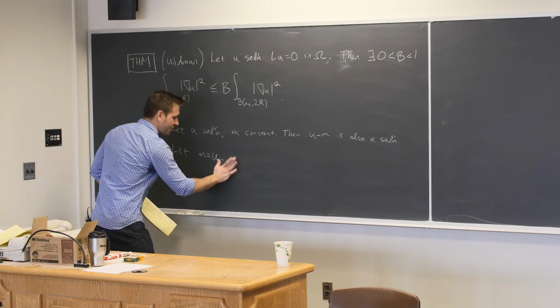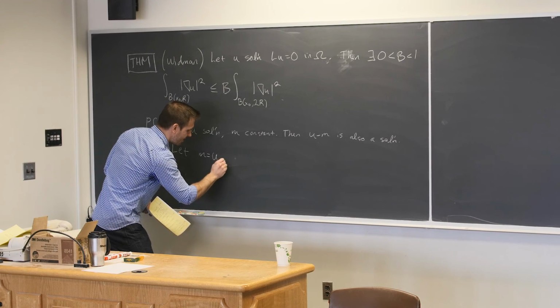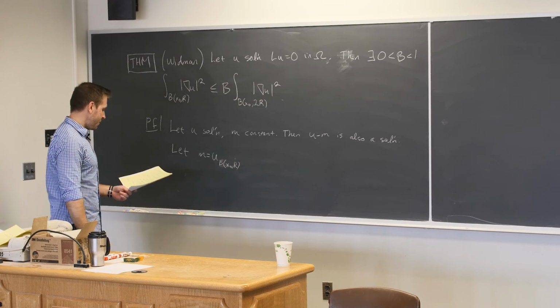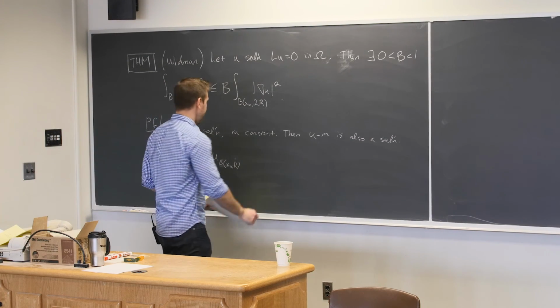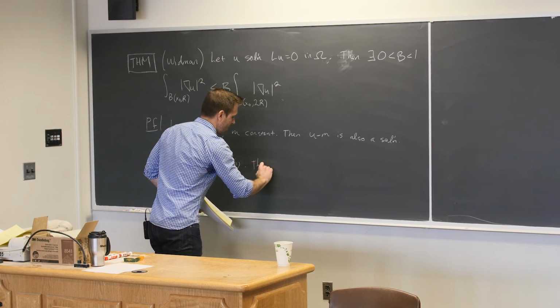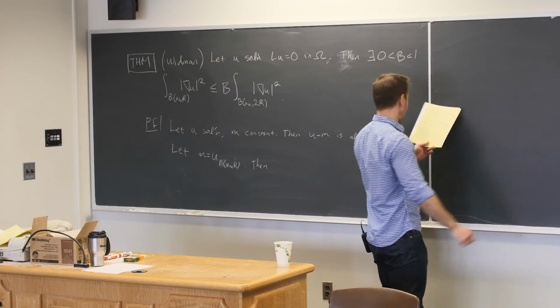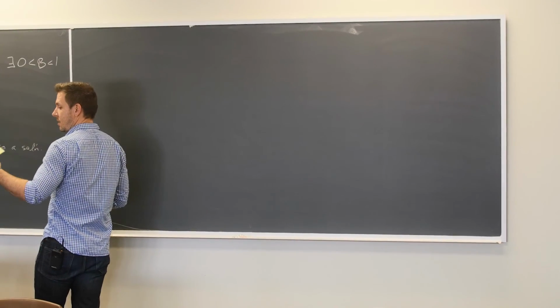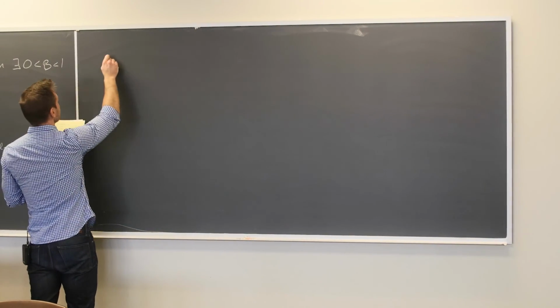Or actually, I guess we'll do the average over the ball of radius r. That's right. Of u. Then what we get, using Caccioppoli's inequality, we are going to get this.